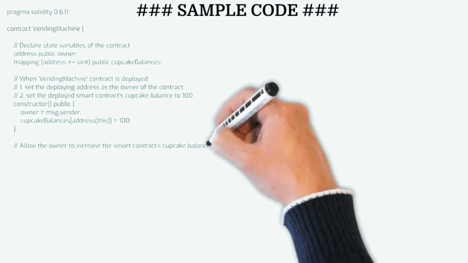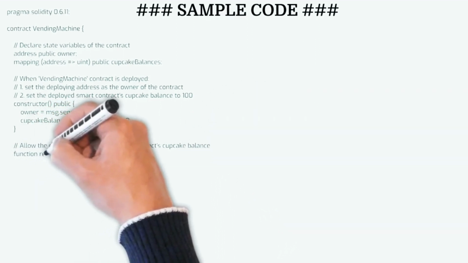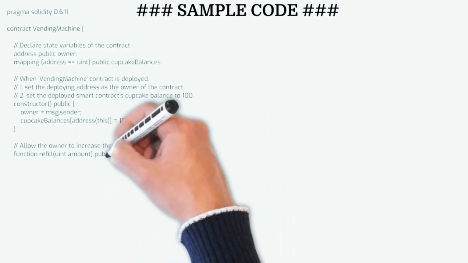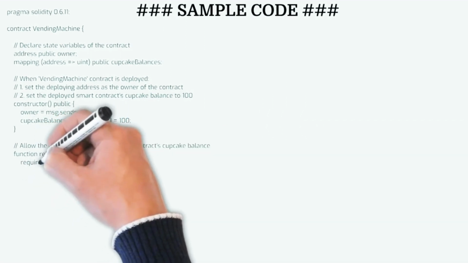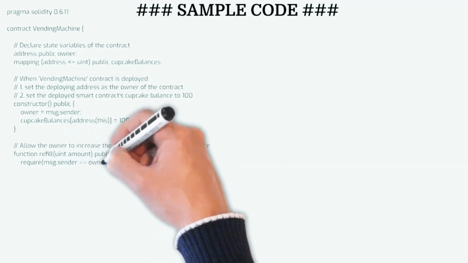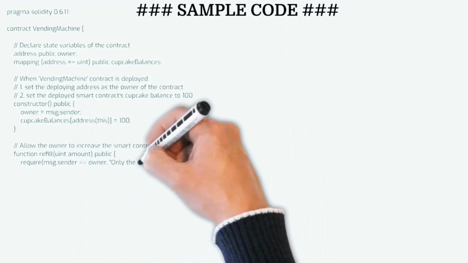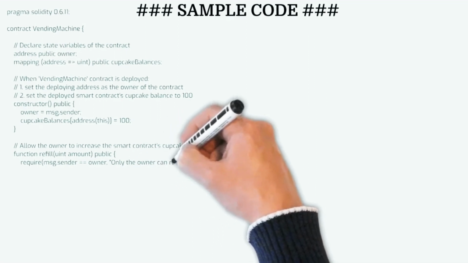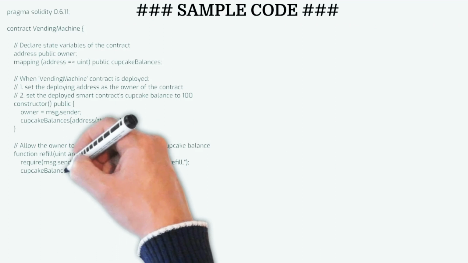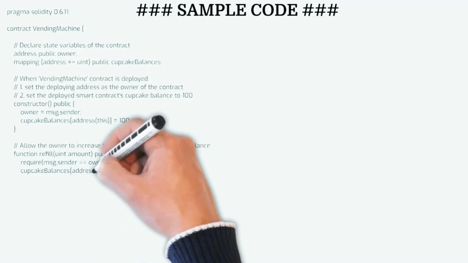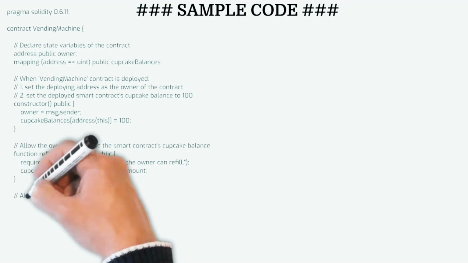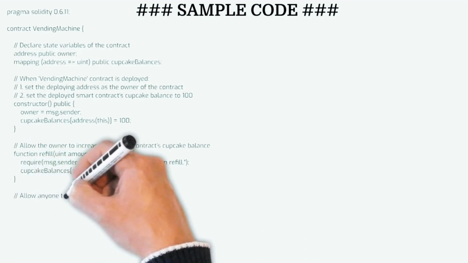In the second part you can see that we are allowing the owner of the contract to refill the amount of cupcakes. So again there will be a function called refill. This refill function will allow the owner to increase the balance of cupcakes. Just remember, only the owner can trigger this particular function. So your authorization concept is applied.